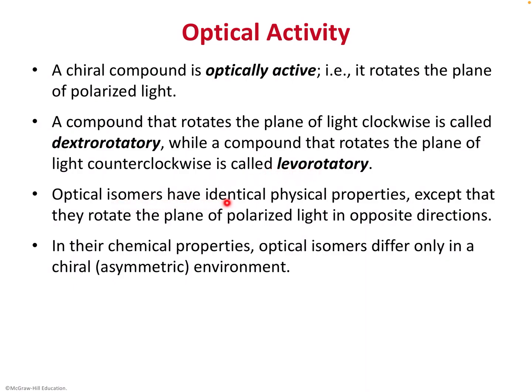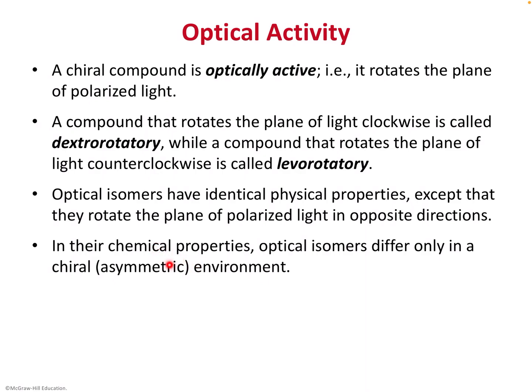Optical isomers have identical physical properties because they have the same connections. The only difference is how the atoms are arranged in space. So they have identical properties. They have the same density, except that they rotate the plane of polarized light in opposite directions. That is the difference that they carry. In their chemical properties, optical isomers differ only in a chiral or asymmetric environment. In terms of chemical reactivity, they would behave the same, or carry out similar chemical reactions.